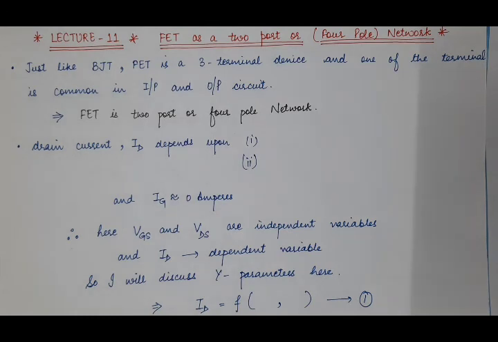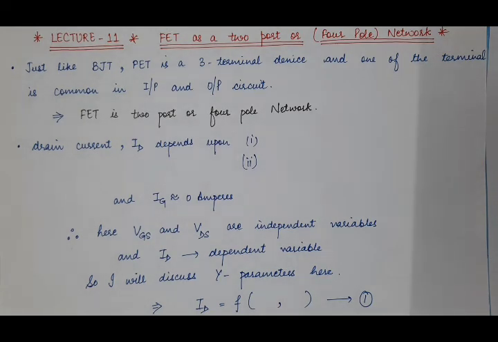And further, this two-port network has several parameters like X parameters, Y parameters, Z parameters. Just as in case of bipolar junction transistor, we have studied Z parameters there. We also studied Y parameters in that video of transistor as a two-port network. I have already discussed what are Z parameters, what are Y parameters, what are hybrid parameters, what are ABCD parameters.